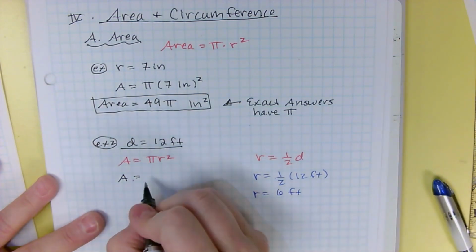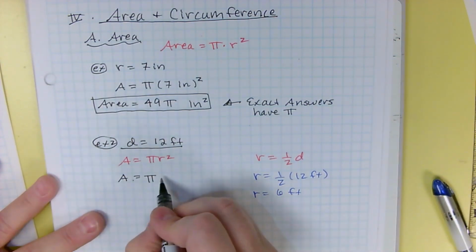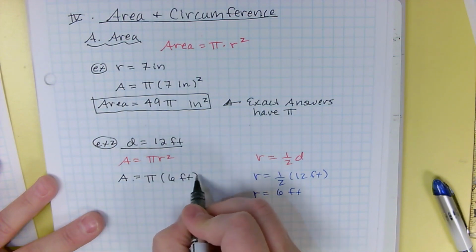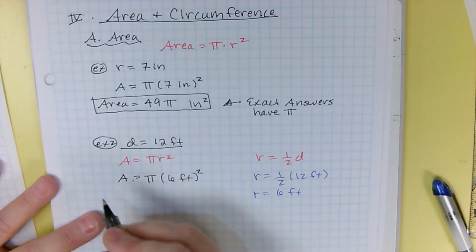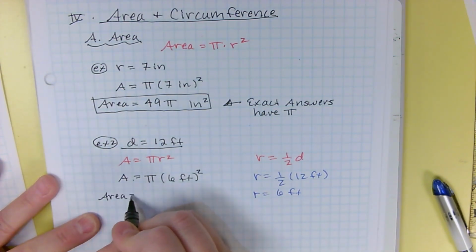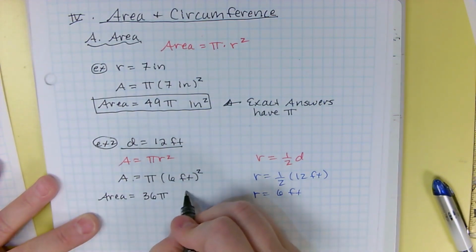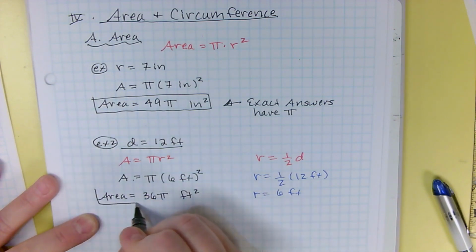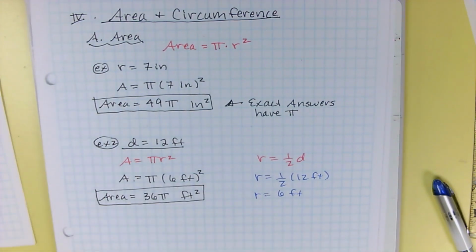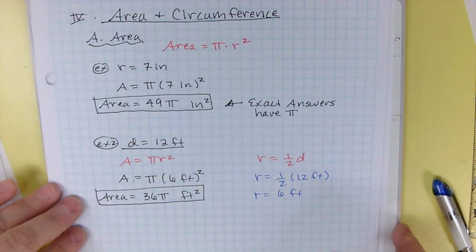So when I substitute in, pi is pi, I'm going to have 6 feet squared. Okay, simplifying that, 6 times 6 is 36. Tag the pi, feet times feet is feet squared. And that's our area, 36 pi feet squared.